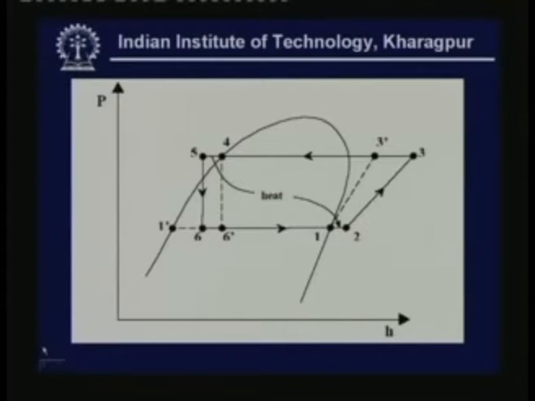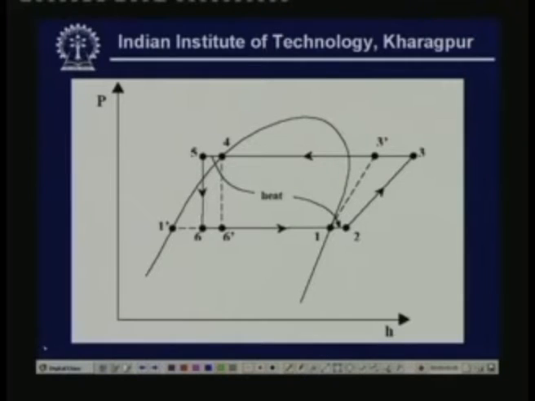So, here the cycle is shown on the p-h diagram. Here cycle 1, 2, 3, 4, 5, 6 is a cycle with liquid suction heat exchanger, and cycle 1, 3 dash, 4 and 6 dash, as you can see, is without liquid suction heat exchanger. Here we have made one assumption which is not mentioned in the problem. We assume that for both the cycles, the exit condition of the evaporator is saturated vapor. Similarly, the exit condition of the condenser is saturated liquid. So, these two are the common conditions for both the cycles.